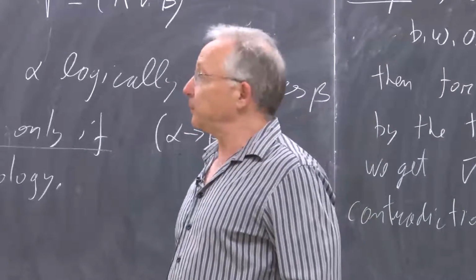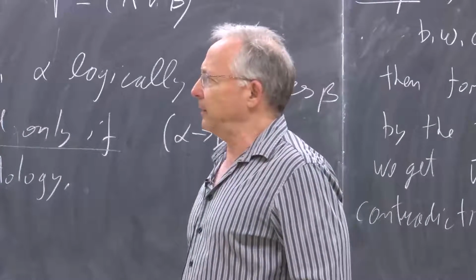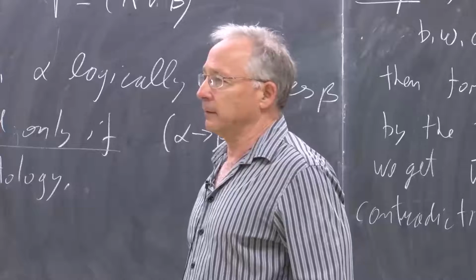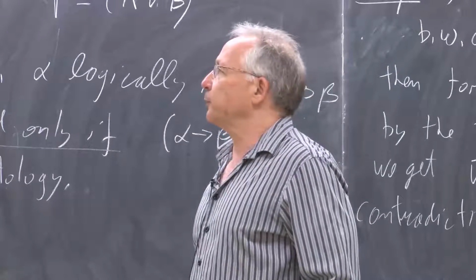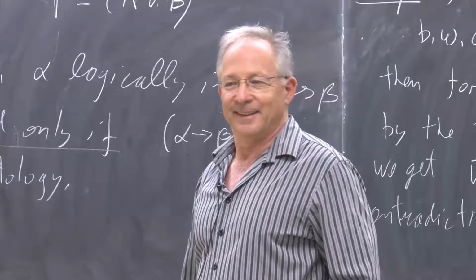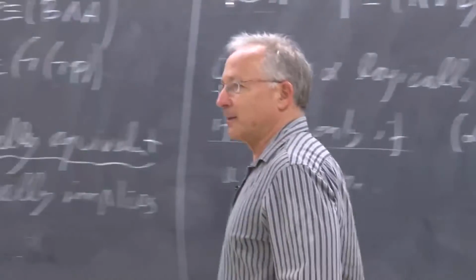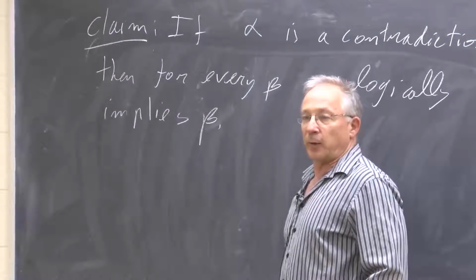So let us first prove it. It's not difficult, but see that there is something unsettling about this statement. Basically, it says if you assume a contradiction, then you can prove everything. Right? Because if you start with a contradiction, it logically implies anything else. So why is this true?